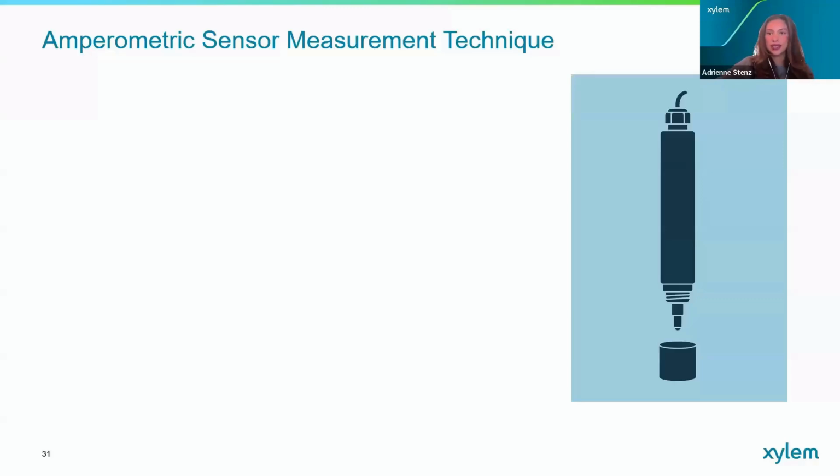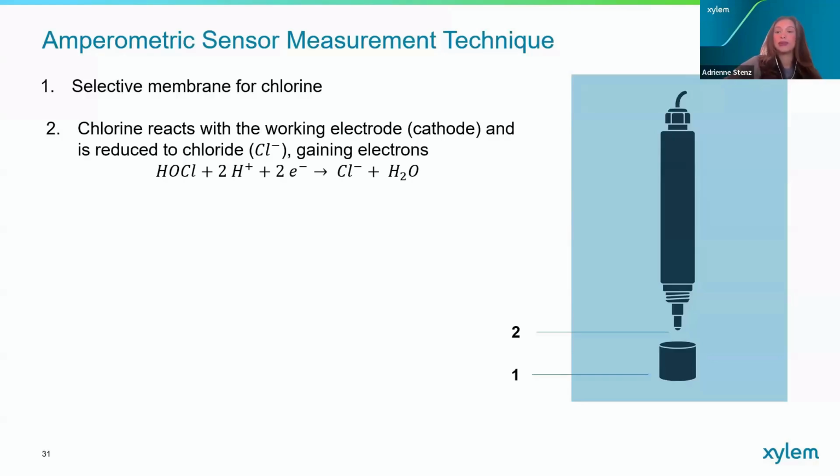All right, now let's talk about another chlorine measurement technique, which is amperometric chlorine sensors. Amperometric chlorine sensors work by determining the chlorine concentration via two dissimilar electrodes. These sensors have a specific membrane for chlorine, which diffuses through. Once chlorine diffuses through that selected membrane, it reacts with a working electrode, or cathode, which is typically made of gold. At this working electrode, the chlorine species is reduced to chloride, or Cl-, gaining electrons in the process.